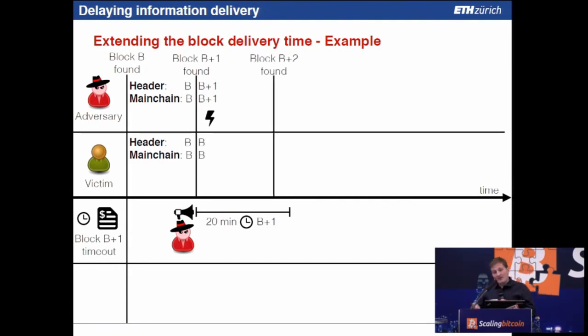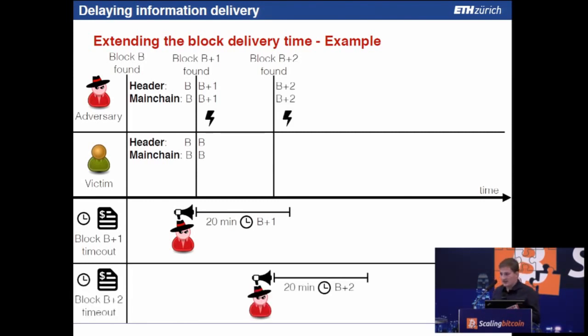After some time, there's another block, B plus 2, which is found. Again, the adversary chooses to attack. Again, he advertises the hash, triggering another 20 minutes timeout for block B plus 2. So the victim won't learn about B plus 2, and he's still not aware of B plus 1, so he doesn't know anything.